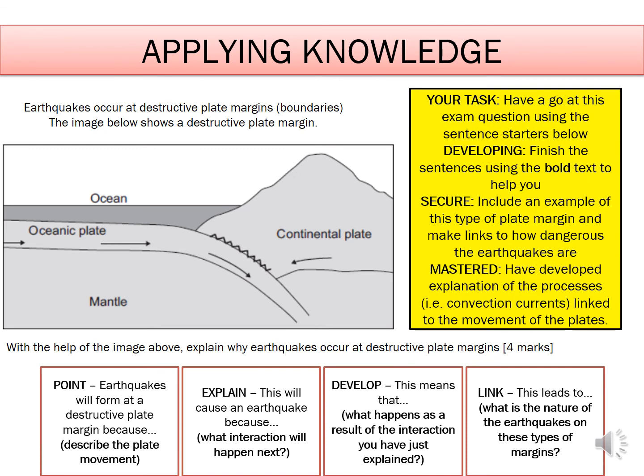So your task is to have a go at this exam question using the sentence starters below. If you are developing, again, through levels 3 to 4, you can finish the sentences using the bold text to help you and my examples. If you want to get 5 or 6, you will include an example of this type of plate margin and link to how dangerous the earthquakes actually are. And if you want to be getting a grade 7 or above, you will need to have developed explanations of the processes such as convection currents linked to the movement of the plates. So in your point, you would link that those plates are moving together because of convection currents, and then explain what happens. Give yourself around 6 minutes for this question.